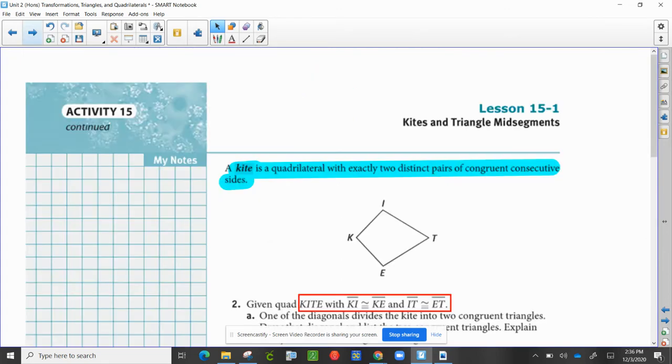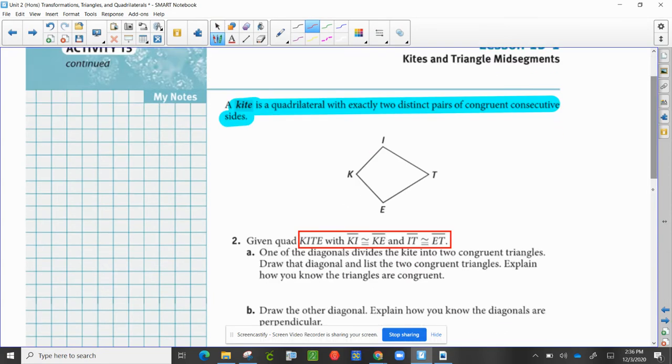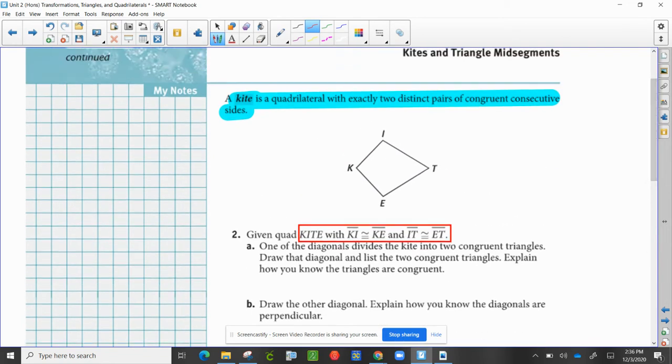Okay, so let's go to our first quadrilateral we're going to learn about, and that is what is called a kite. A kite is a quadrilateral with exactly 2 distinct pairs of congruent consecutive sides, so sides that are next to each other. So for example, this kite, it's labeled KITE. In this kite, your 2 consecutive sides would be KI and KE, and those would be congruent. So would IT and ET. Those sides are also congruent. So you have 2 distinct pairs of congruent consecutive sides.